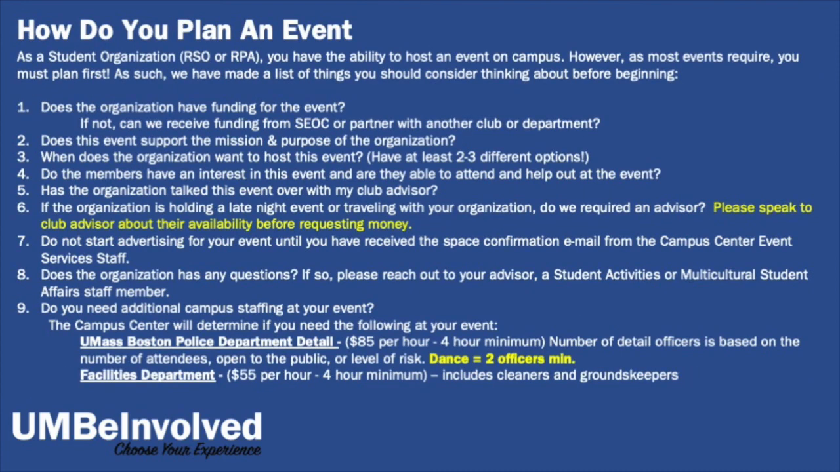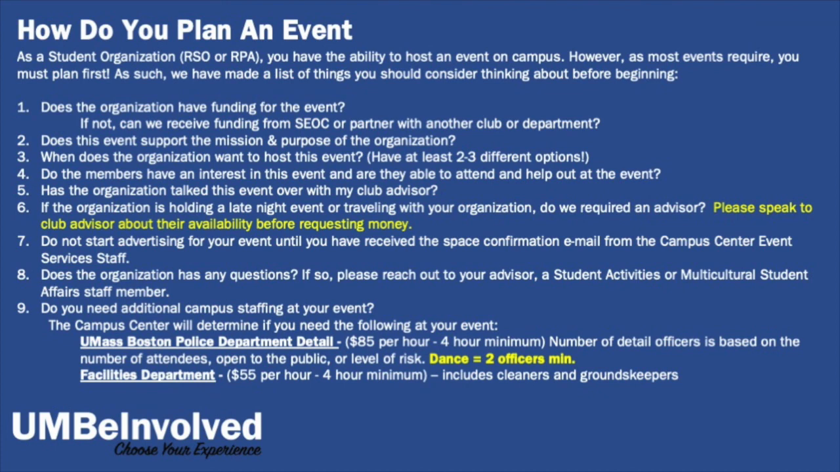As a student organization, an RSO or an RPA, you have the ability to host an event on campus. However, as most events require, you must plan first. As such, we have made a list of things you should consider thinking about before beginning. Does the organization have funds for the event? If not, can we receive funding from SEOC or partner with another club or department?